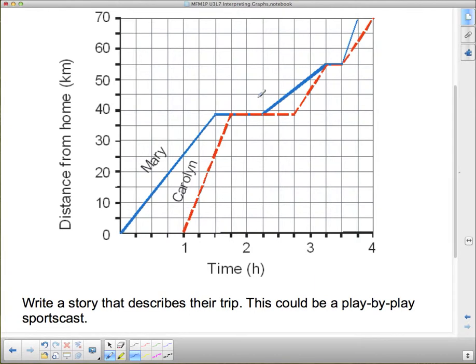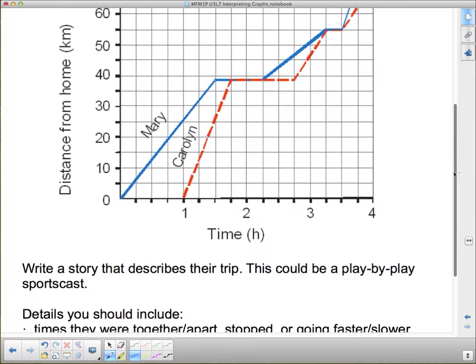What you have to do is tell me how Mary and Carolyn relate to each other. You have to tell me what's going on each leg of the race that represents the different change. Remember, a steeper line represents greater change than a more shallow line. A horizontal line represents no change. Now, the reason this is a dotted line is so that you can tell the difference between Mary and Carolyn. If you print this out in color, you'll be able to see it a lot better than if you print it out in black and white.